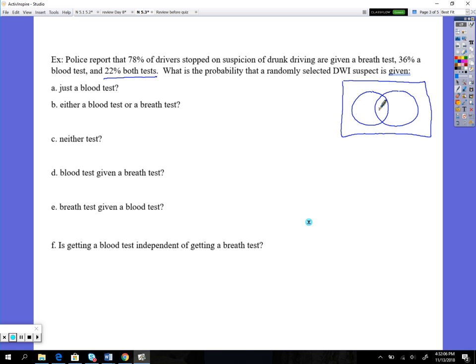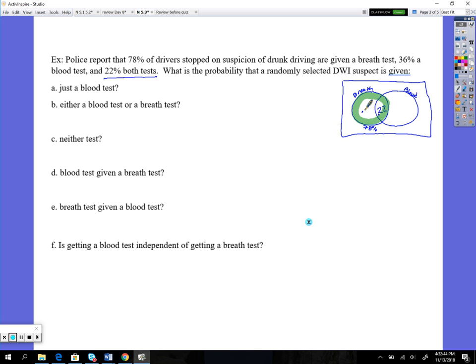22% do both tests. If you want to do it as a decimal, you can, 0.22, or if you want to just leave it as 22 and realize it's a percent, that's fine also. So I'll just do a decimal, 0.22. What you need to remember is that when I say that 78% are given a breath test, first it's important to label the circles, so we'll say breath and blood. This entire circle is the breath test circle.